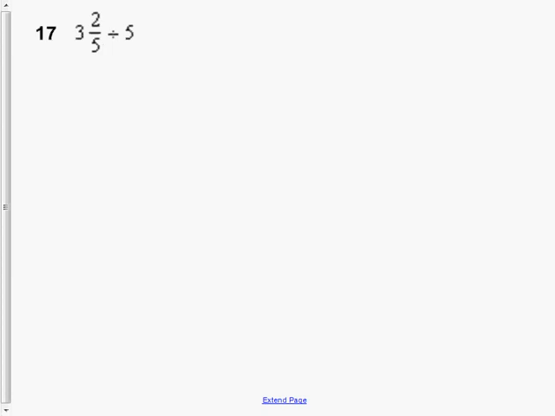Question 17, we have a division by a whole number. So the first thing I'm going to do is change my mixed fraction to improper. Then I'm going to divide it by 5, but think of the whole number as being over 1. My next step is to change to multiplication and use the reciprocal of the second fraction. The reciprocal of 5 is 1/5. I can't cross reduce, so I multiply my numerators and I multiply my denominators, and my final answer is 17/25. That is lowest terms.